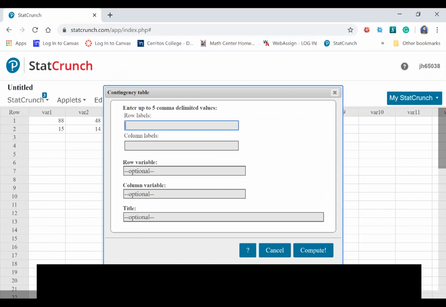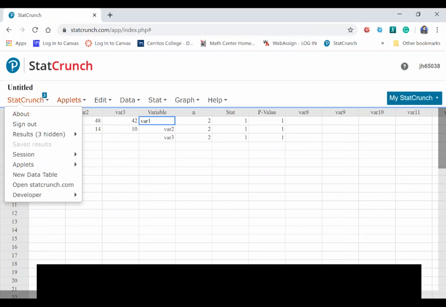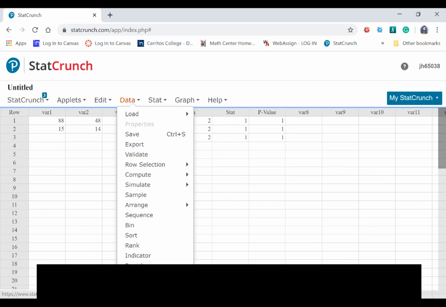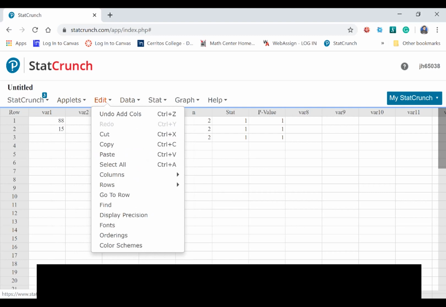Contingency table. Enter up to 5 comma delimited values. Row labels, column labels. I don't care about the labels. Oh, this is just to build it. I don't want to build it. I guess I got to go back. Thought it would be easier than this.